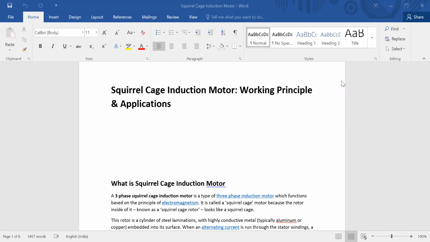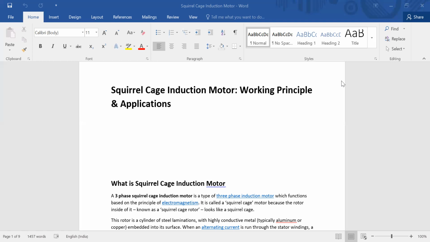So we are talking about motors: we have DC motors and we have AC motors. Our main emphasis is on AC motors. We are categorizing AC motors with respect to their supply, either a single-phase supply or a three-phase supply, according to their construction.